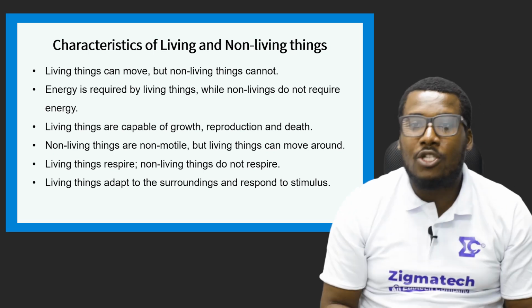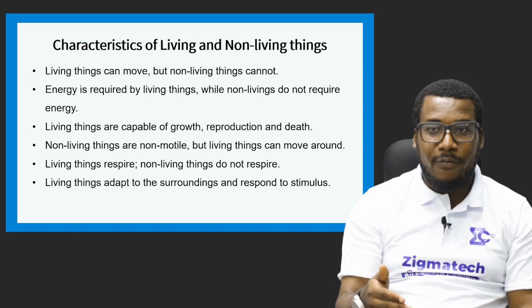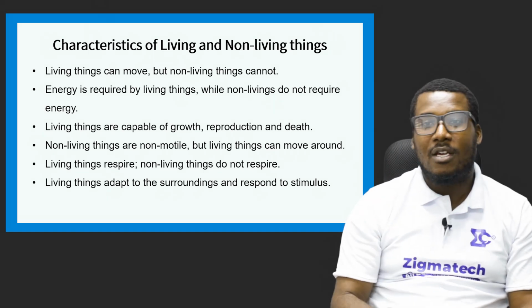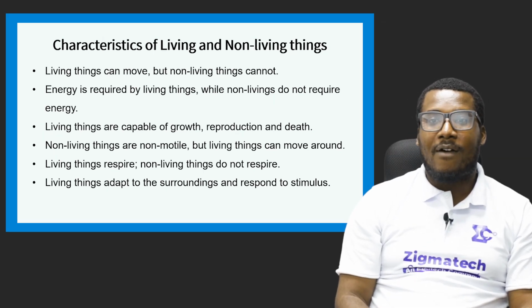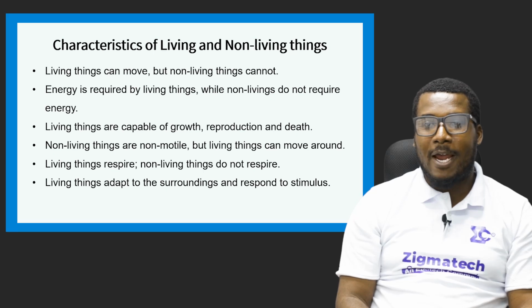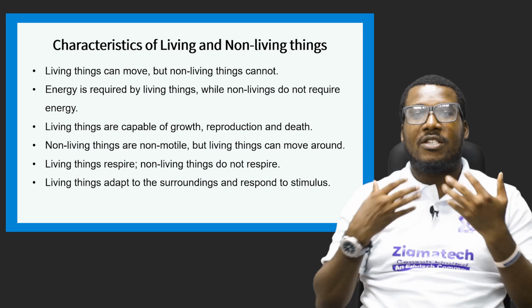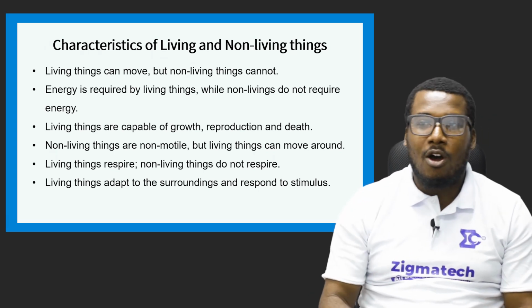Number four, non-living things are not mobile. They are non-mobile, meaning they cannot move. We've said that before. They cannot move except an external force is acted on them, but living things can move around. Number five, living things respire. Non-living things do not respire. It means we have a respiratory system where we breathe, but non-living things cannot breathe.